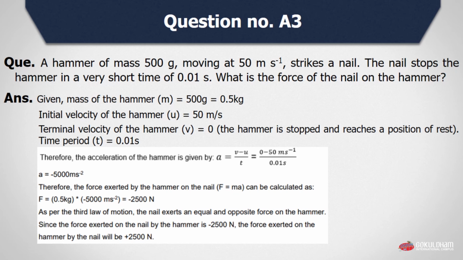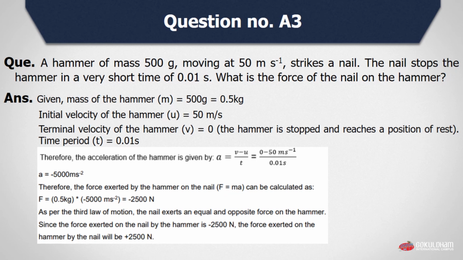Therefore, the force that is exerted by the hammer on the nail, F equals m into a, can be calculated as F equals 0.5, the mass of the hammer, multiplied by minus 5000 meter per second square, the acceleration that we found. So force equals 0.5 multiplied by minus 5000, which equals minus 2500 Newton. Why do we get the value of acceleration as minus 5000? Because we are subtracting 50 from 0, means 0 minus 50 gives minus 50, and by solving that we get minus 5000 meter per second square. So the value of force will also be negative, which is minus 2500 Newton.